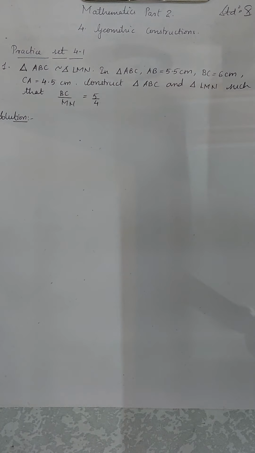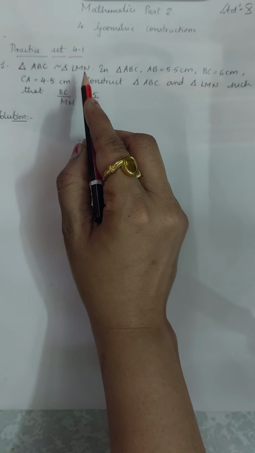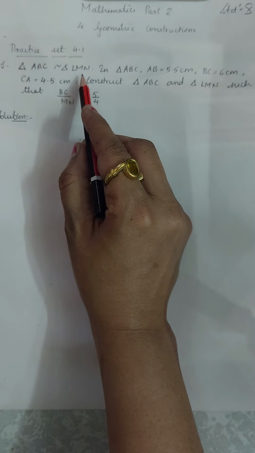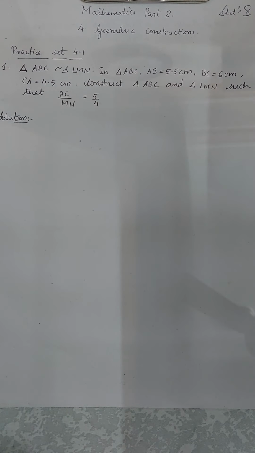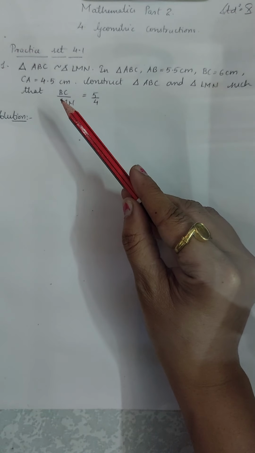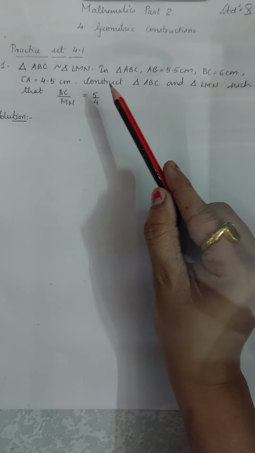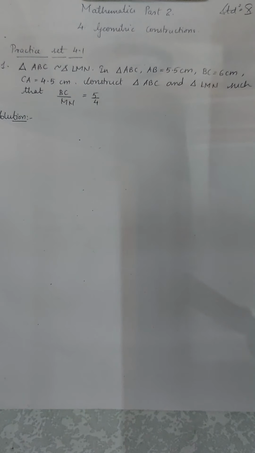Okay, so as you can see in front of you, you have a question given where it's given that triangle ABC is similar to triangle LMN. In triangle ABC, AB is 5.5, BC is 6 cm and CA is 4.5 cm. Construct triangle ABC and triangle LMN such that BC upon MN is 5.4.